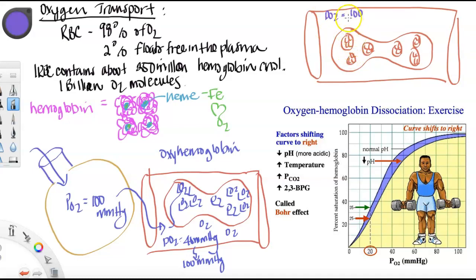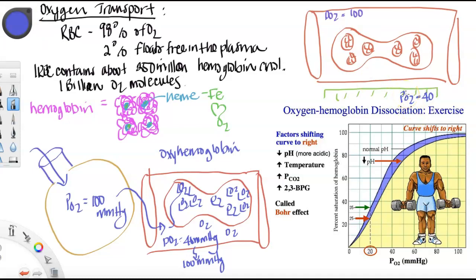At 98% saturation, it's basically full. Then there's 2% left in the plasma, which makes the PO2 of the vessel 100 millimeters of mercury. So at the tissue, when it's time to unload, the PO2 in the tissue is 40.